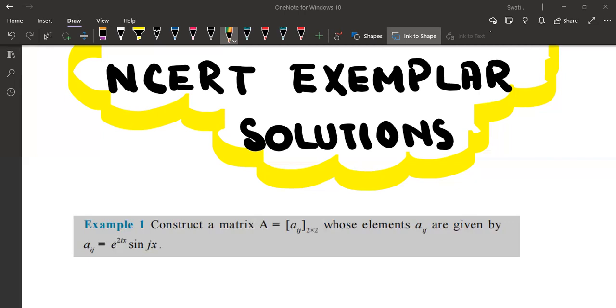And this is the first question. We need to construct a matrix A equals Aij, 2 by 2. Of course, we have to make a 2 by 2 matrix whose elements Aij are given by Aij is equal to e raised to 2ix sine jx.